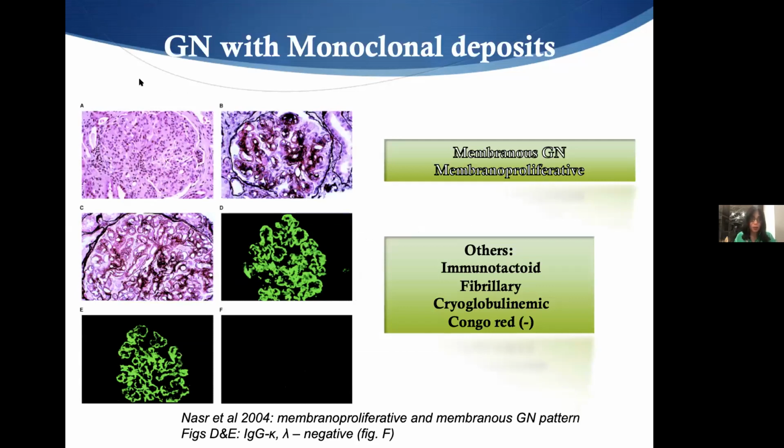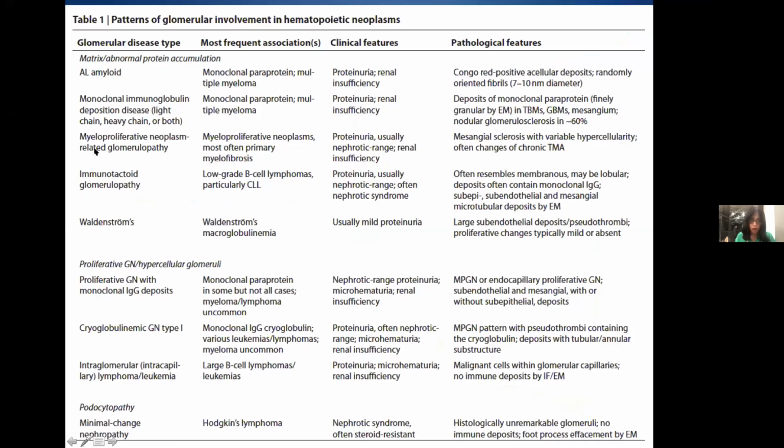Glomerular disease type could be matrix or abnormal protein accumulation, as we've discussed. So you can have AL amyloid, you can have MIDD, you can have an entity known as myeloproliferative neoplasm. This is out of the spectrum of this talk. Maybe I'll show you a case when we are done if you want to see interesting cases, but this is very rare. Then immunotactoid glomerulopathy, Waldenstrom macroglobulinemia. This is where you have some forms of abnormal protein or abnormal matrix accumulation.